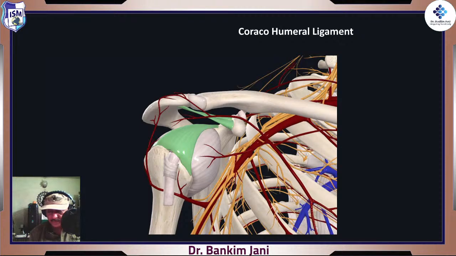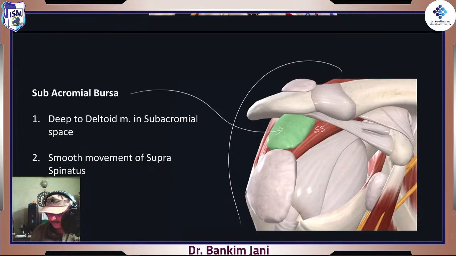Meantime, here is the coracohumeral ligament, right? We are talking about this one. The name is suggesting it starts from the coracoid process and goes to the humerus, so we call it coracohumeral. It's quite easy. Okay.